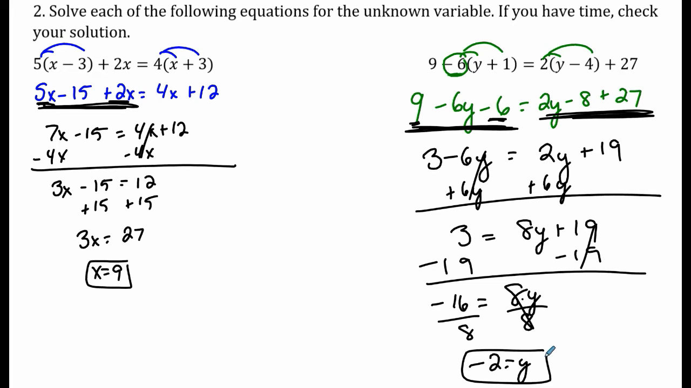But if I gave you one equation, please check it. If I, on a test or something, said solve this equation, please check it by substituting back in.